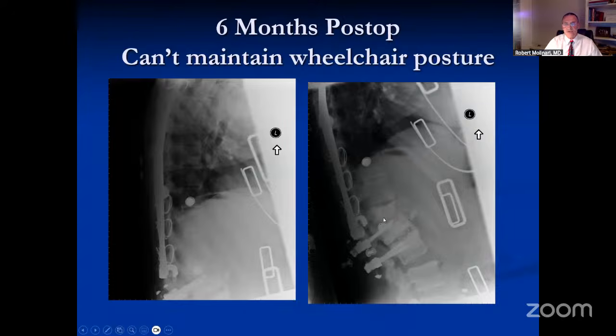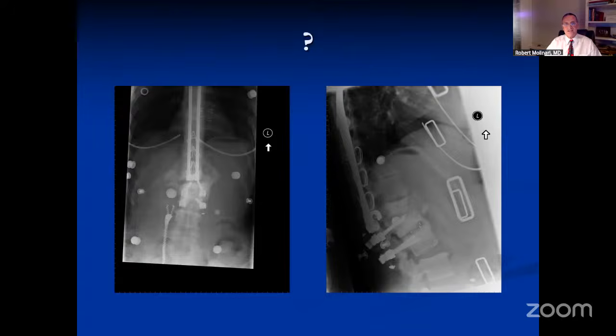I didn't take your advice, but I'm back now because I had this operation and I am absolutely miserable. I can't maintain my posture. I'm bent forward, and now my pain is worse. So this is a classic Charcot spine. You can see the Charcot deformity here. These are very difficult to treat.